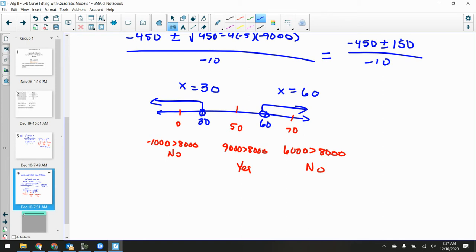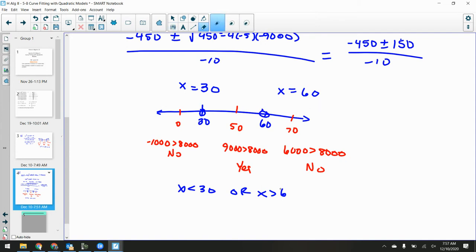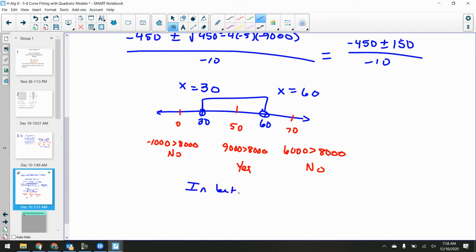So we say for x is less than 30, or x is greater than. Oh wait, no. I'm sorry, I did that wrong. Did I do it the other day too? Yeah. So it's just in here that my solutions are. So in between 30 and 60. Downloads? Is that what D is?